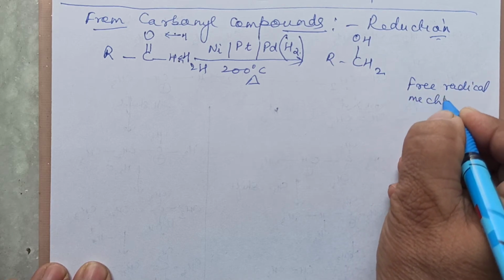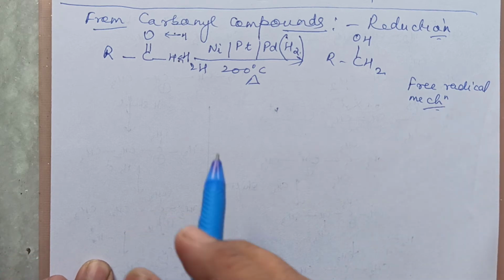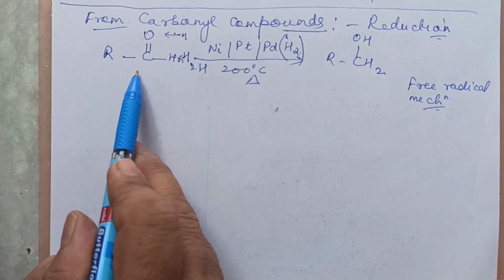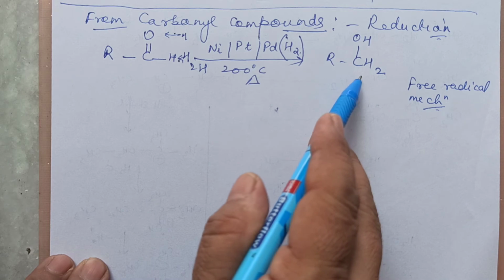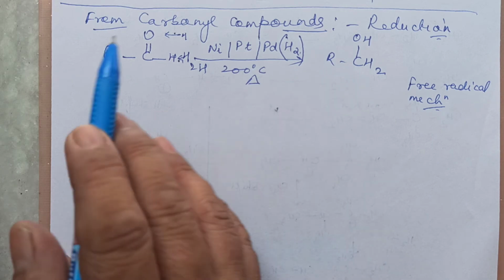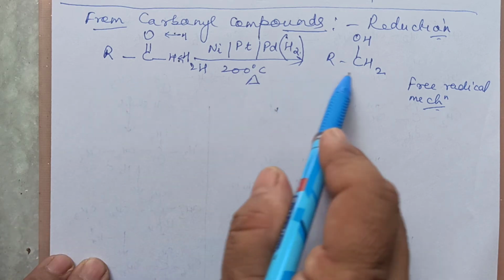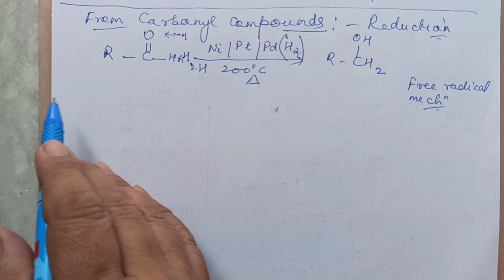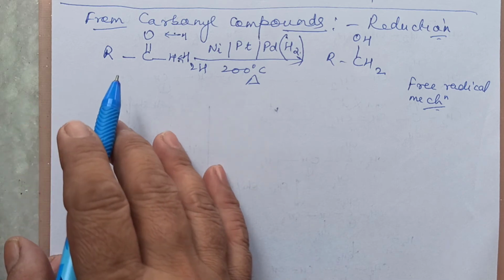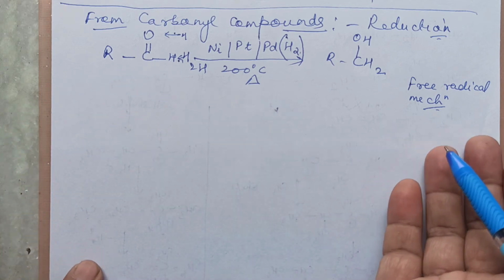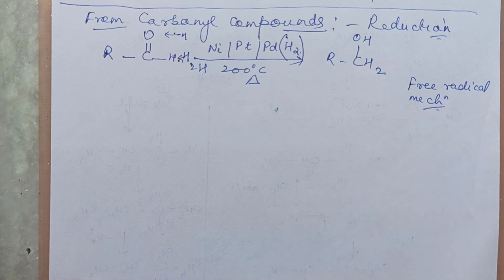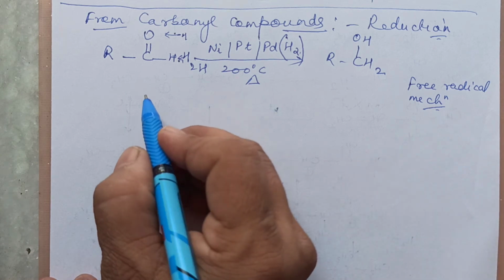Free radical mechanism. Right. Now first thing is, whatever be the number of the carbon atom, you are getting alcohol with the same number of carbon atom. You take 2 carbon aldehyde, you will get 2 carbon alcohol. You take 3 carbon aldehyde or ketone, you will get 3 carbon alcohol. So likewise. So what is exactly happening?